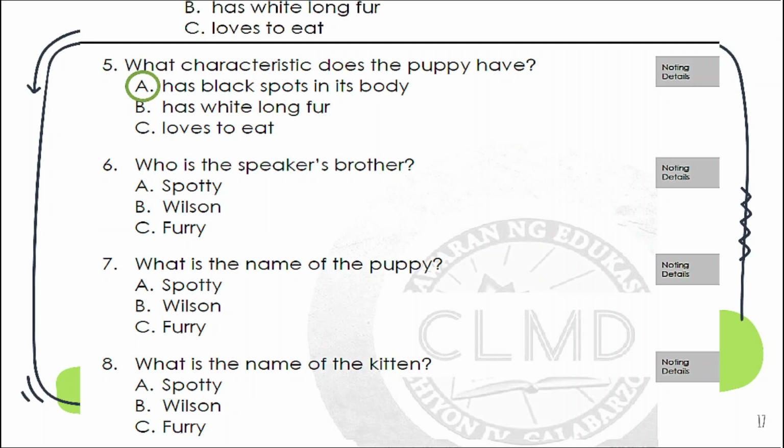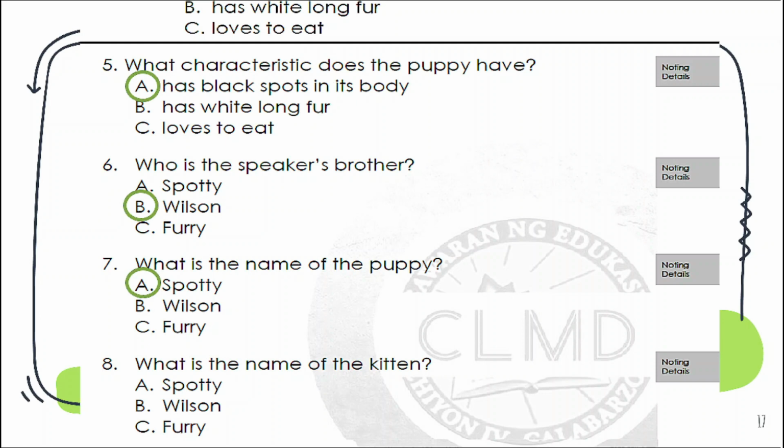Number 6. Who is the speaker's brother? A. Spotty. B. Wilson. C. Furry. Correct. The answer is letter B. Number 7. What is the name of the puppy? A. Spotty. B. Wilson. C. Furry. Correct. Letter A.